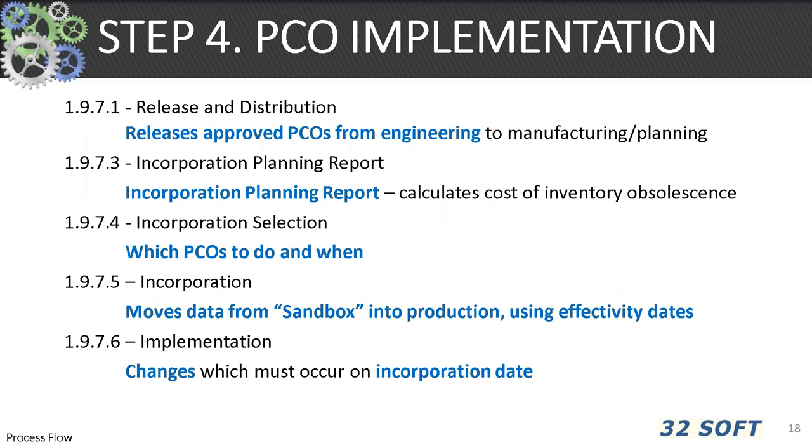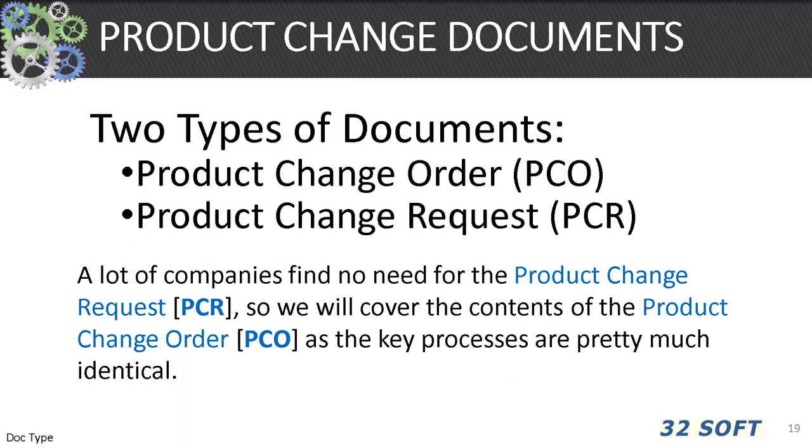Once the PCO is approved, it must be assimilated into the live production database. This includes releasing and distributing the approved PCO data from engineering and manufacturing. Incorporation, which moves data from the sandbox into production using effectivity dates. At that point, the PCO is processed by implementation to production.